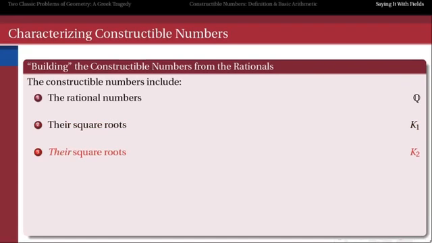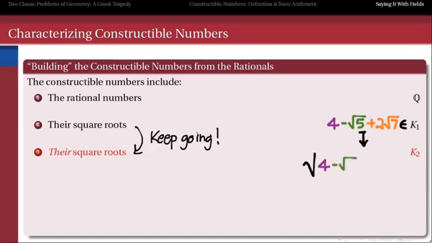But of course, the constructible numbers are also closed under square root, and so the square roots of those K1 elements are also constructible. We'll say that they belong to K2. We can keep going with this construction. 4 minus radical 5 plus 2 radical 7, if we take its square root, we're also going to get something that's constructible.